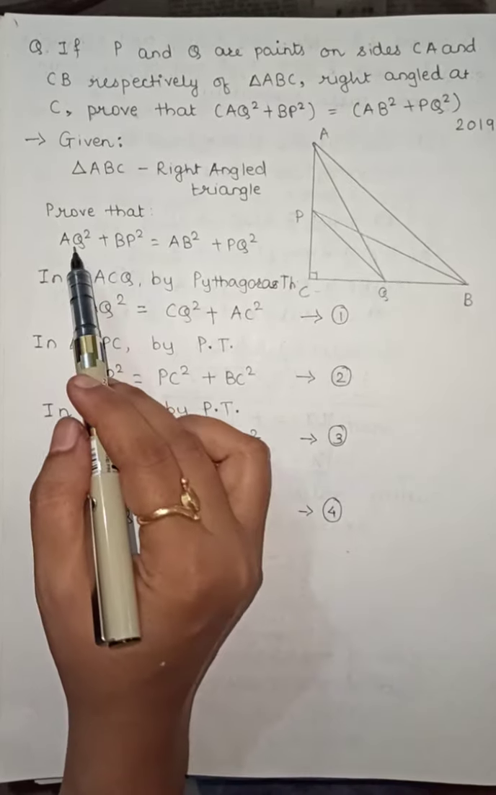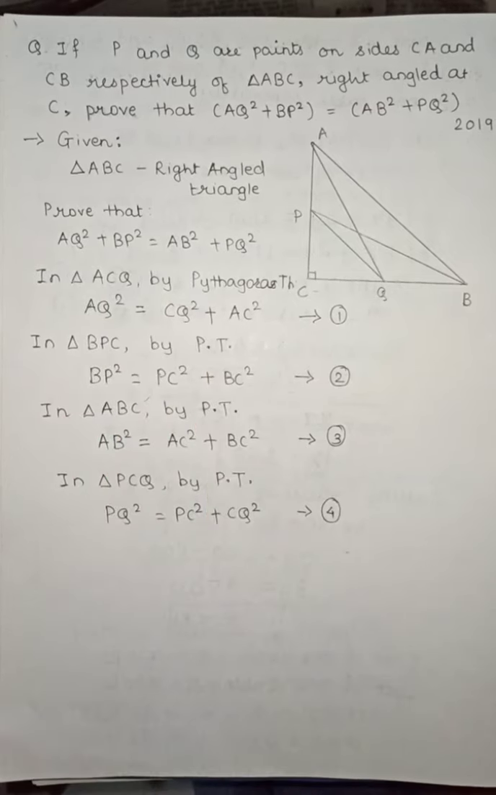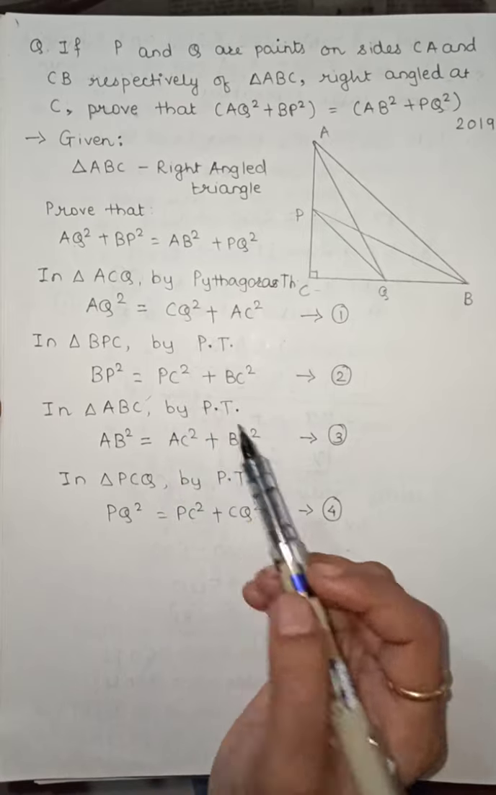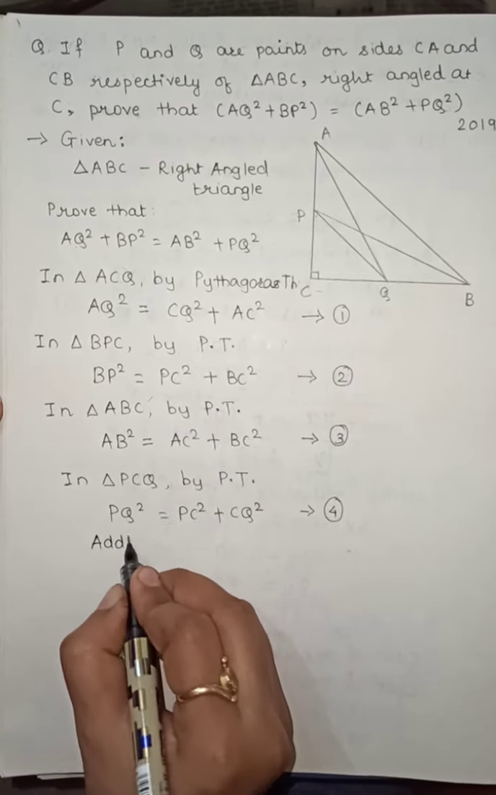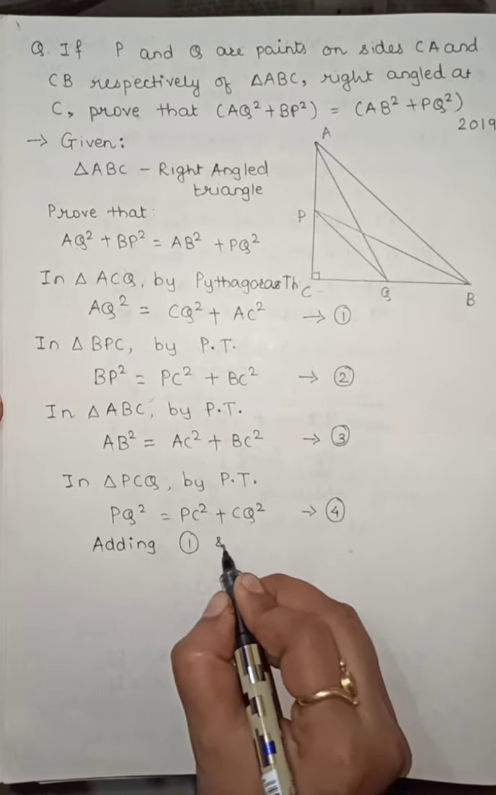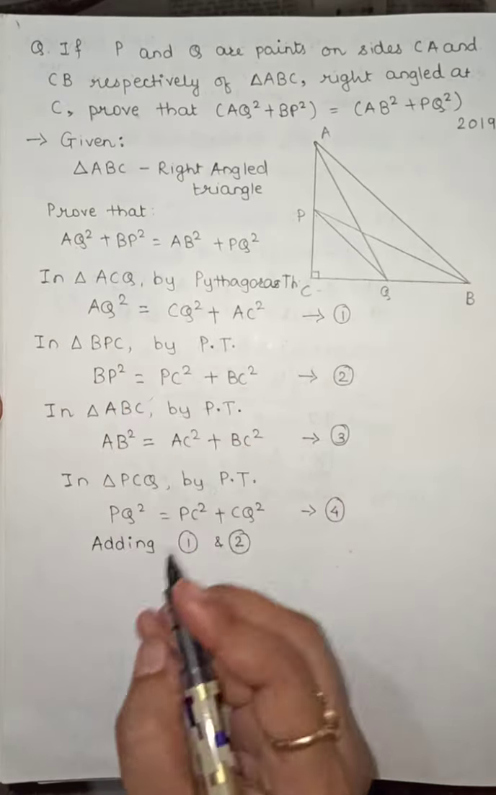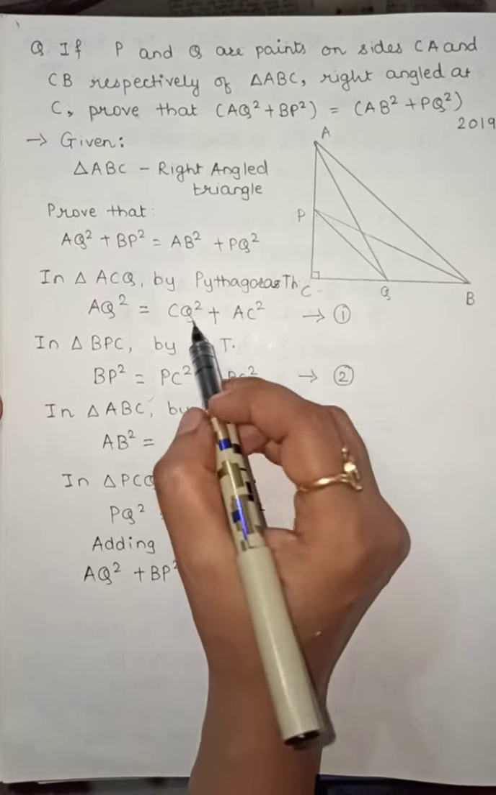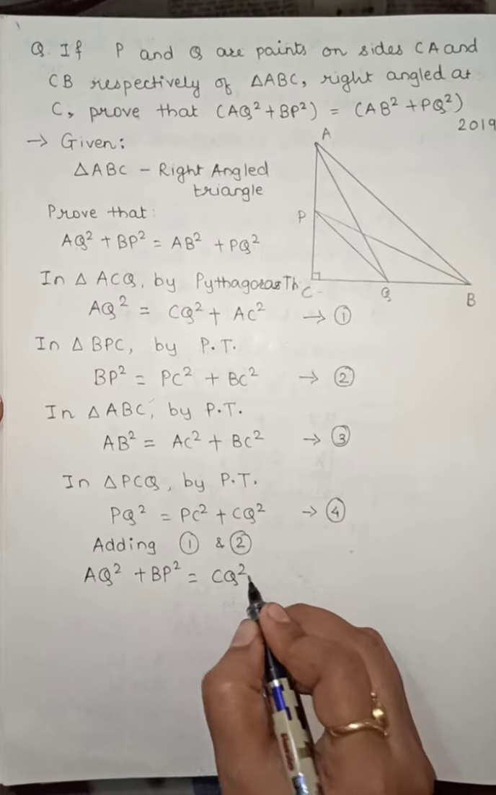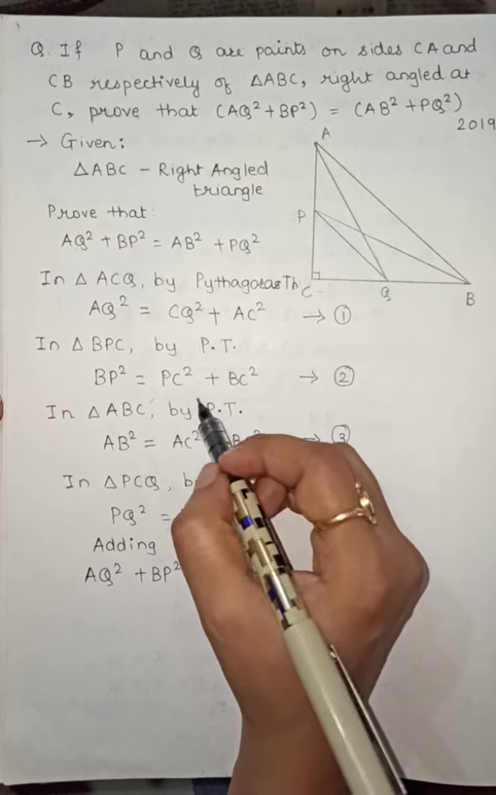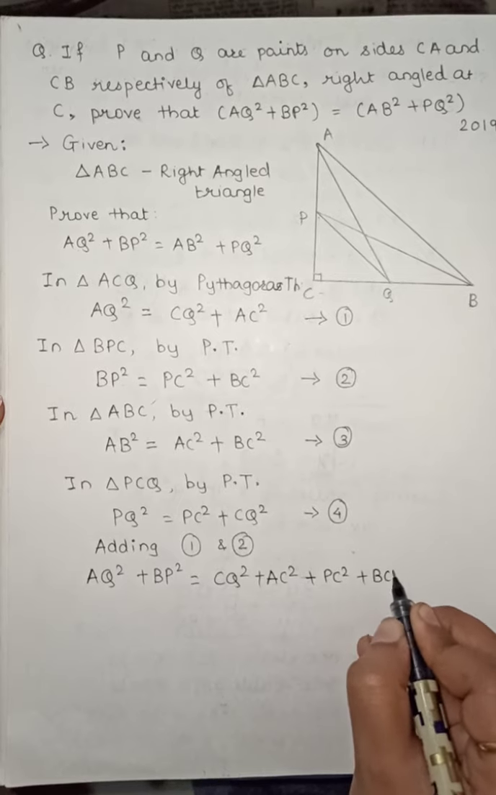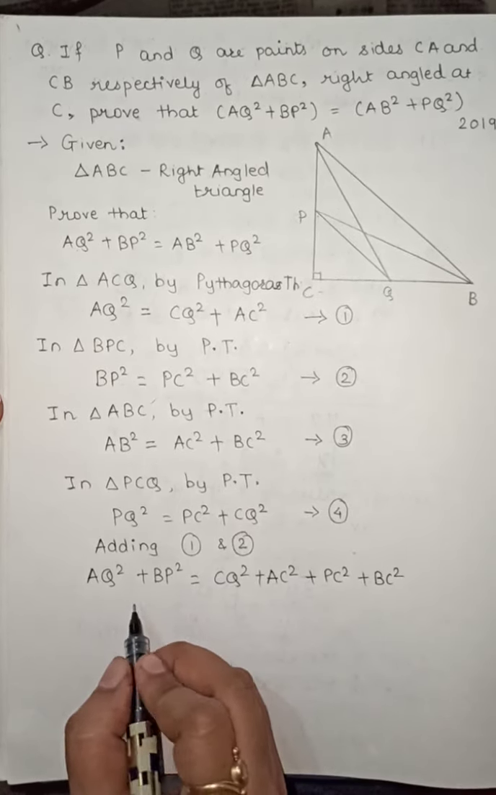So for AQ square and BP square, what will I be doing? Yes, you will be adding equation 1 and 2 so that their LHS gets added and their RHS also gets added. So let us write accordingly, adding equation 1 and 2. AQ square plus BP square equal to CQ square plus AC square plus PC square plus BC square. Okay, so I got the LHS, whatever I want in my prove that.